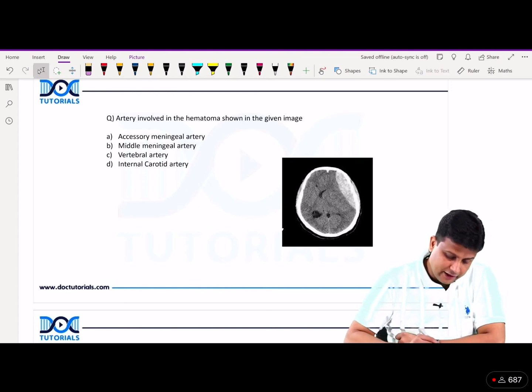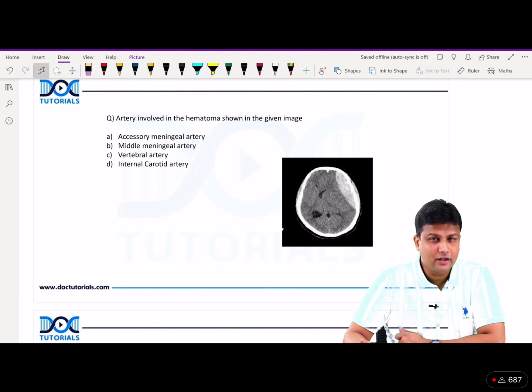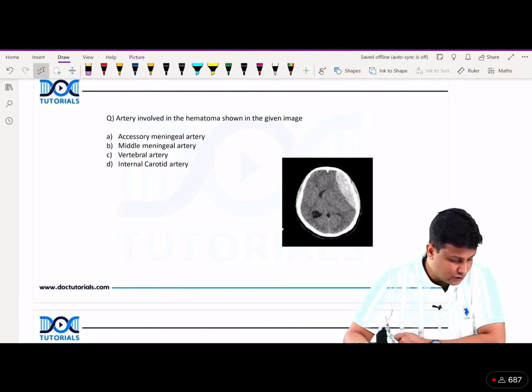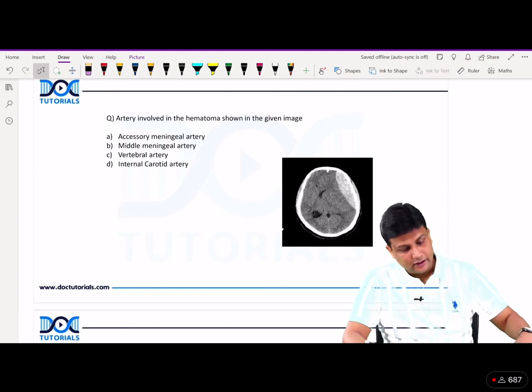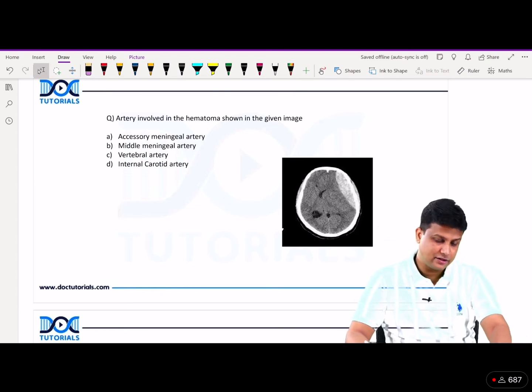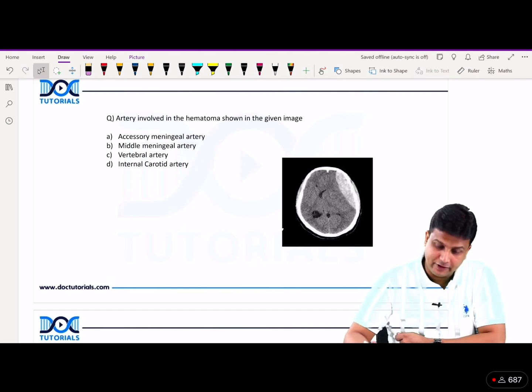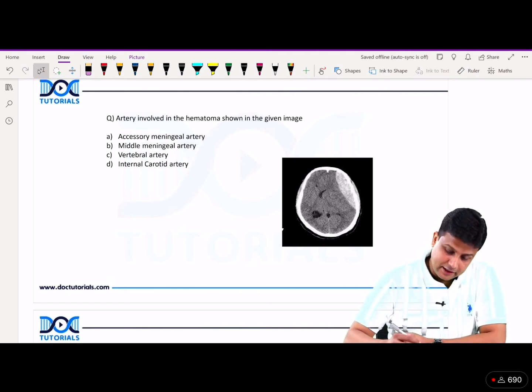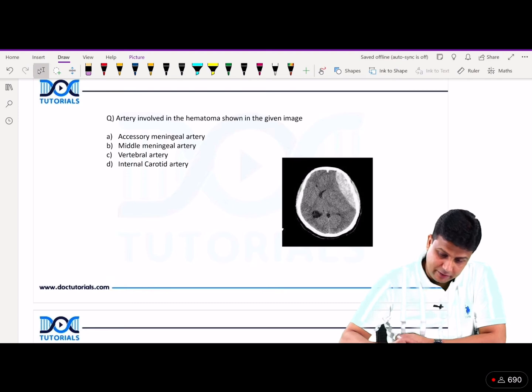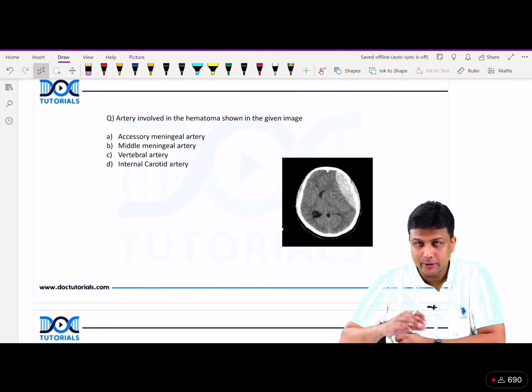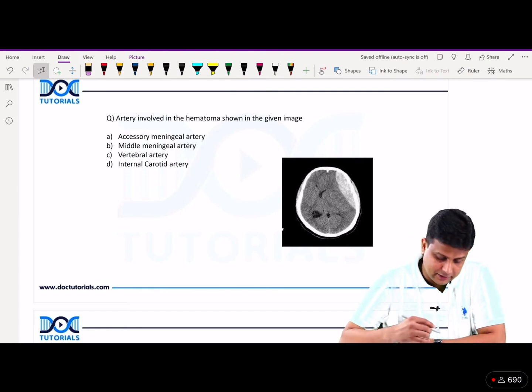Now, what is the artery involved in the hematoma shown in the given image? The given image is nothing but your EDH. I hope you are able to identify it very easily, guys. EDH, epidural hemorrhage or extradural hemorrhage. So this is the epidural hemorrhage or extradural hemorrhage here. Fine. And yes, idli shaped. There are various names to remember for that one. Very good, Dipesh Soni. Idli shaped, or the biconvex shape, lens shaped, something like that.